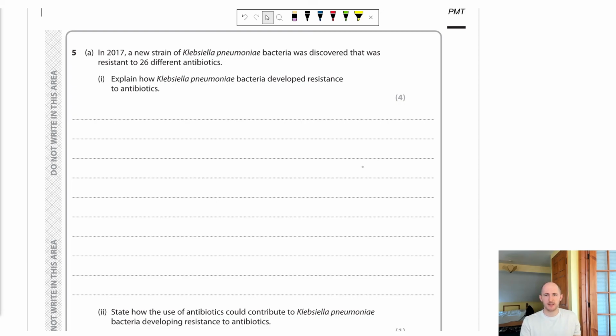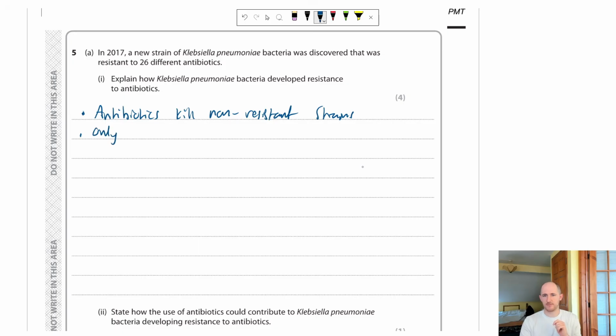Well, there's a bunch of things you could say, but the idea is that, when you take antibiotics, the only bacteria that survive are the ones resistant to the antibiotics, which will then go on to replicate and divide. So I'm probably just going to write that. So antibiotics kill non-resistant strains. So only resistant strains survive.